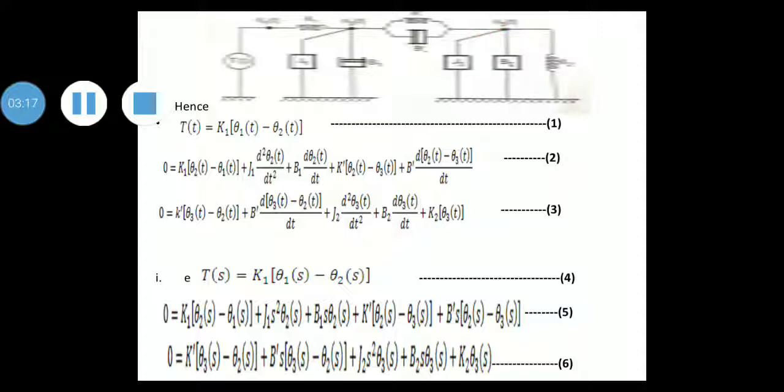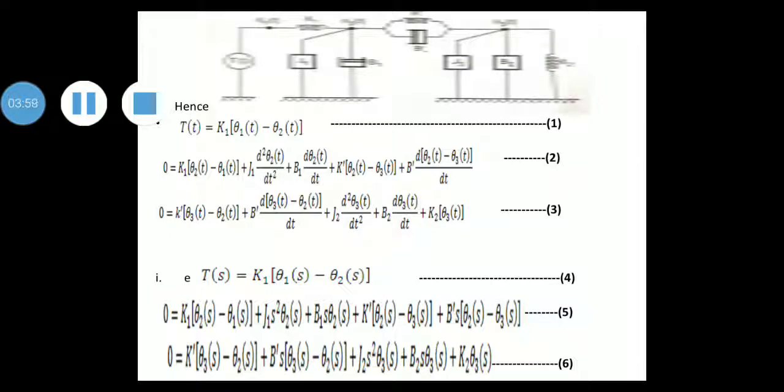Then at the theta 1 of t node, we have torque T applied directly. So that has been shown here. Then this K1 is in between theta 1 and theta 2 of t. J1 is under theta 2 of t. B1 is also under theta 2 of t. This K dash and B dash in parallel together are in between theta 2 of t and theta 3 of t. Then this J2 is under theta 3 of t. B2 is under theta 3 of t. This K2 is under theta 3 of t.